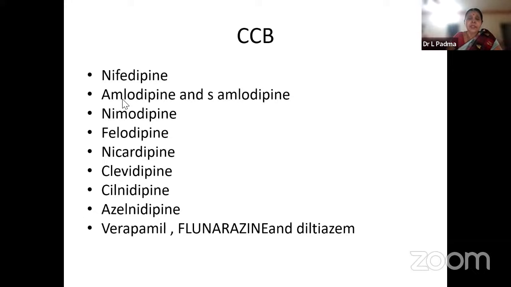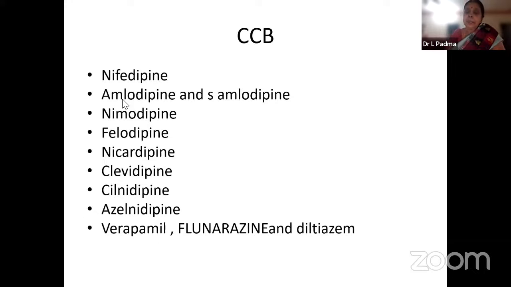So, the basic thing you should know is that the physiological calcium channels are L-type calcium channels in the heart as well as in the blood vessels. In the blood vessels, they cause direct vasodilatation by blocking the L-type calcium channels. So once they cause vasodilatation, especially in the arteries, the afterload is decreased. Venules are not dilated. So preload is not affected. So there might be some amount of edema.